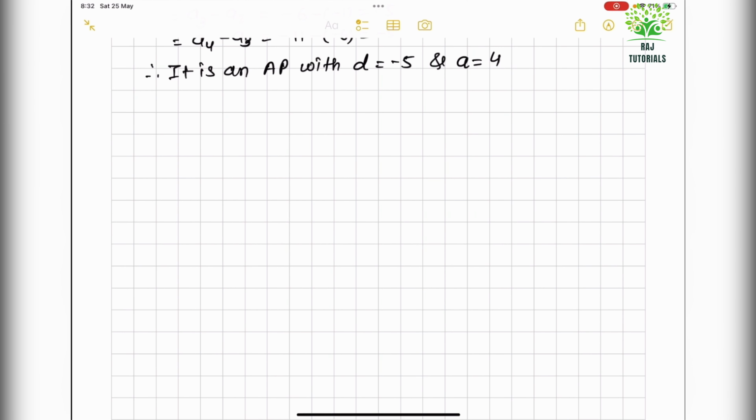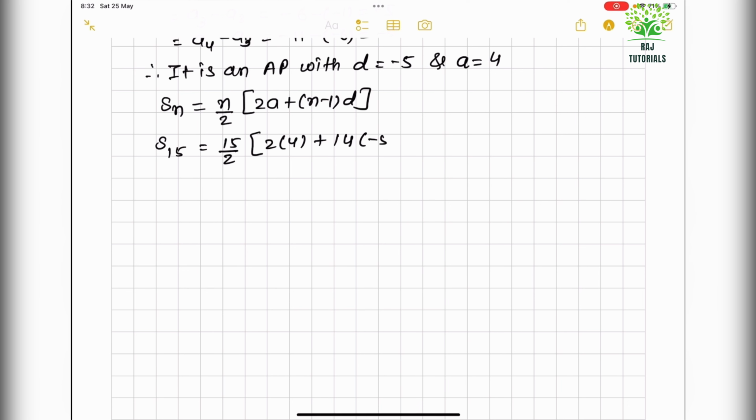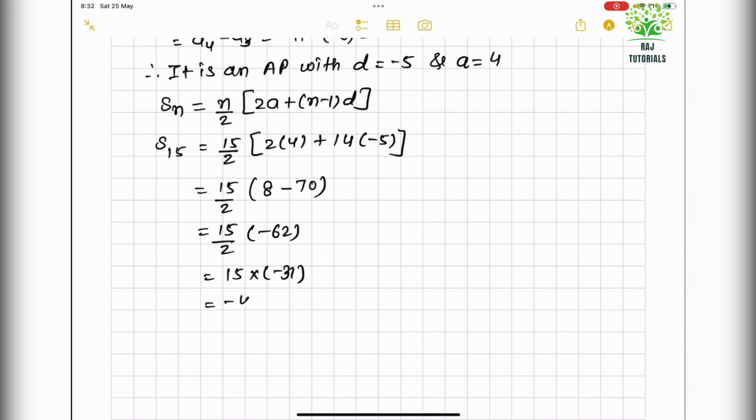Now I have to find S15. So we know that Sn equals n by 2 into 2a plus n minus 1 into d. So S15 will be 15 by 2 into 2 into 4 plus 14 into minus 5. So this will be 15 by 2 into 8 minus 70. So 15 by 2 into minus 62. So that is 15 into minus 31. So that is coming as minus 465.